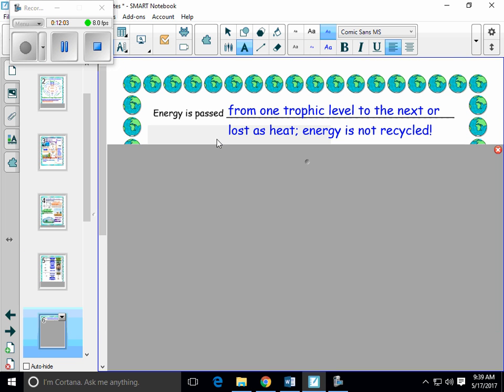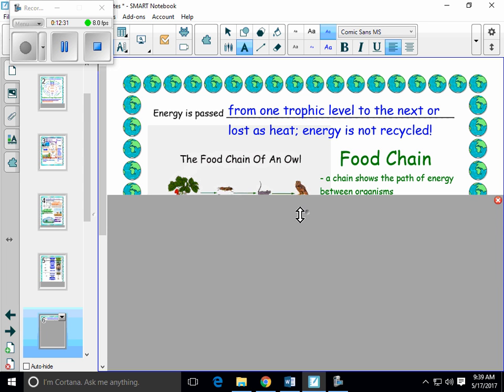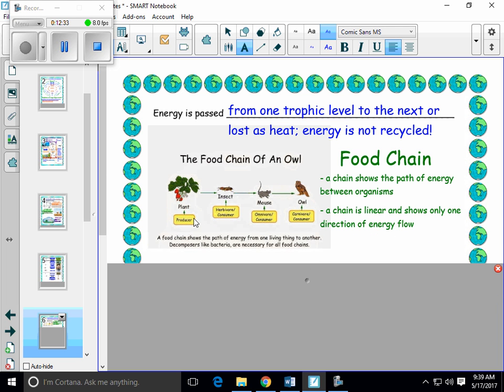Let's talk about energy. Energy is passed from one trophic level to the next, or it's lost as heat. So those are the options that we need to know. We also need to know that energy is not moving around in a cycle. Energy is not recycled. So unlike nitrogen and carbon and water, there's no energy cycle. Energy moves, but not through a cycle. Energy moves through a food chain.